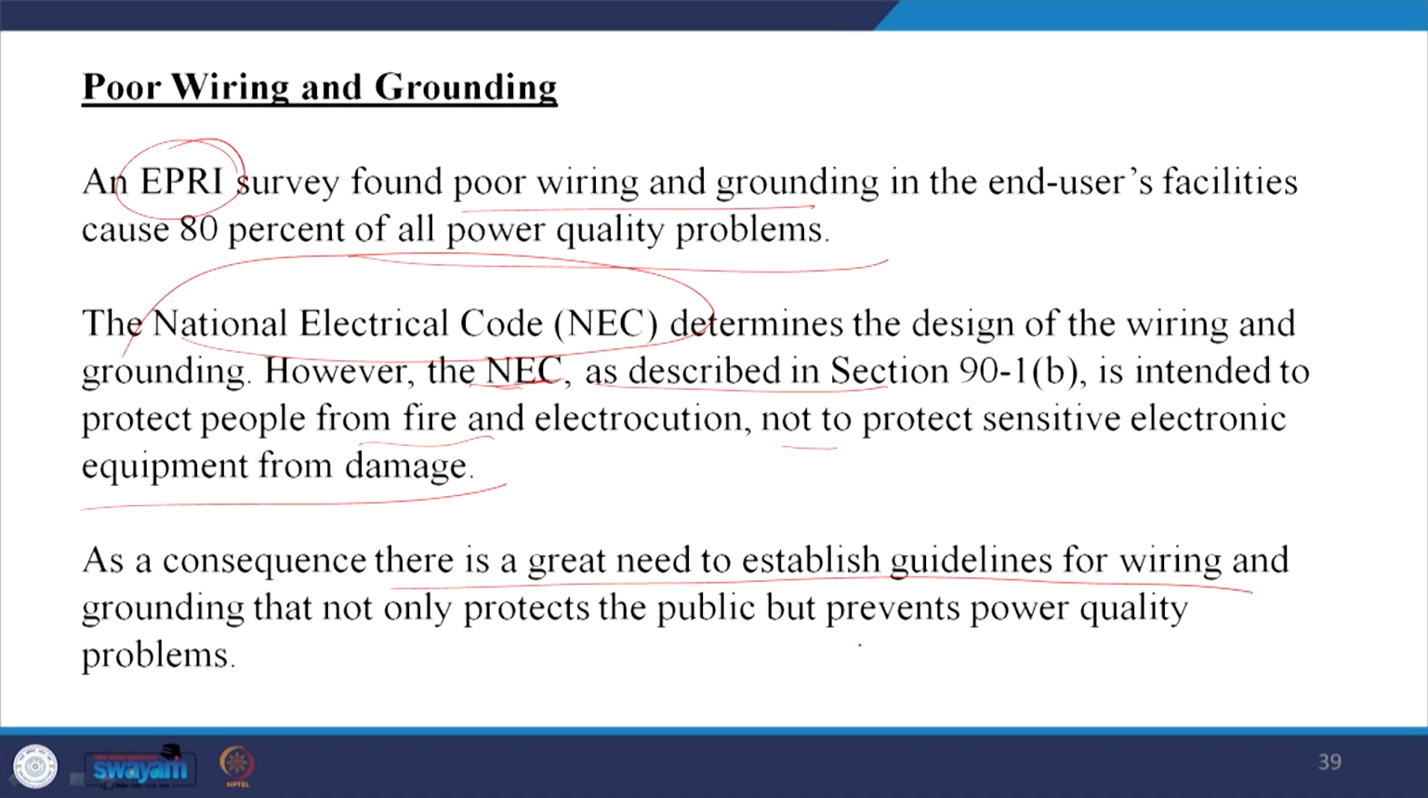As a consequence, there is a great need to establish guidelines for wiring and grounding that not only protect the public, but prevent power quality problems. We have taken care of only hazards, but not the power quality problem as such, by this National Electric Code. For this reason, this standard is required to be modified every couple of years, as a new problem arises and is reported. For this reason, you will find that there are so many clauses, subclauses and all those things.